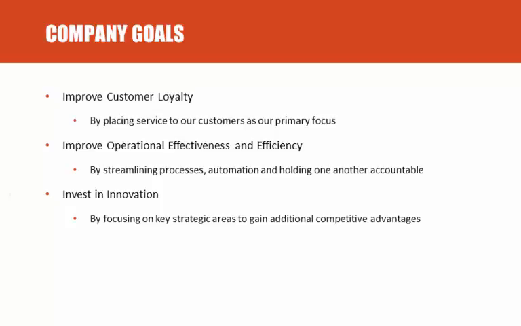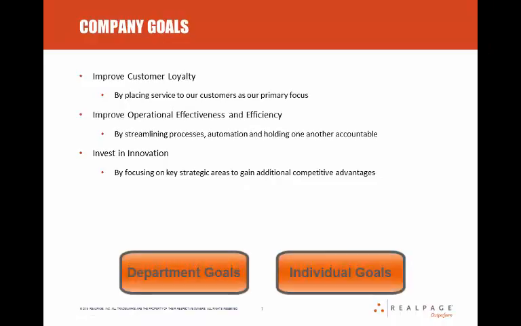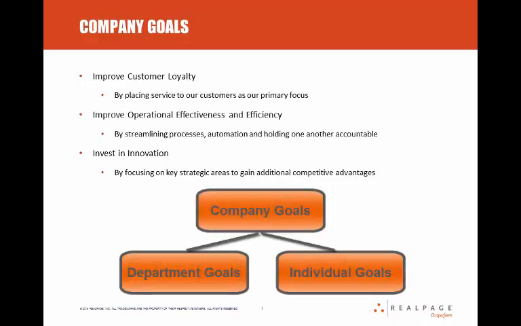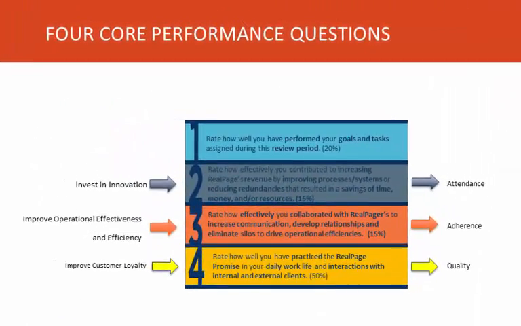It's very important to understand the company's focus so that you can align your department and individual goals to the company objectives. These areas should be considered on a day-to-day basis as you perform in your role. 4 core performance questions have been created to measure your effectiveness in the 3 areas of overall company focus. The Contact Center has aligned its KPIs of attendance, adherence, and quality to these areas, and this will be how you are measured. Specific examples will be given on the next slide.